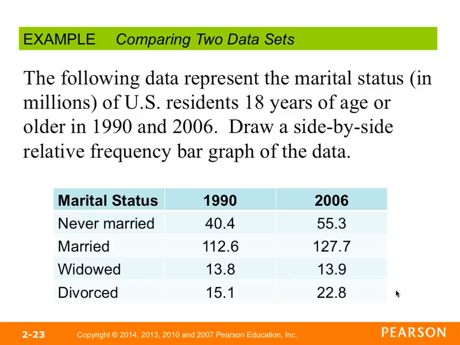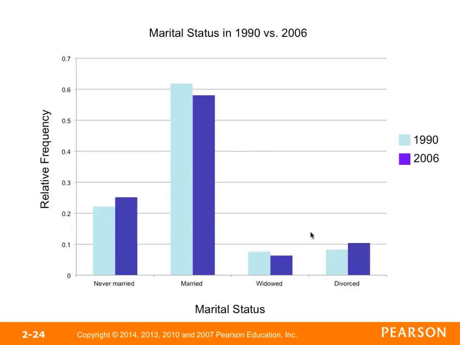Okay, so if we'd like to compare two data sets, let's look at the following data. It represents marital status, it's all in millions, of US residents age 18 and over in 1990 and then in 2006. And we want to draw a side-by-side relative frequency bar graph of this data. So in 1990, you can see we had 40.4 million people who were never married. And this is age 18 or over. In 2006, 55.3 million.